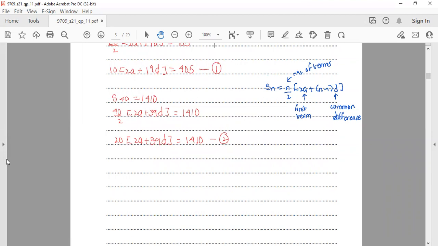So, with equation number 1, we utilise hypothesis. Donc, nous gagnons 2a plus 19d is equal to 40.5. Donc, I call this equation 3. And avec équation 2, divisé par 20. So equation number 2 divided by 20, I will have 2a plus 39d is equal to, donc 1410 divisé par 20, which is 70.5. And I call this equation number 4.